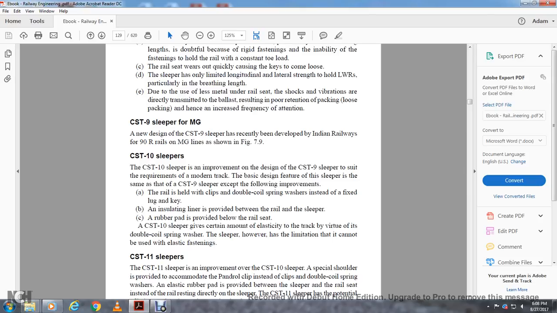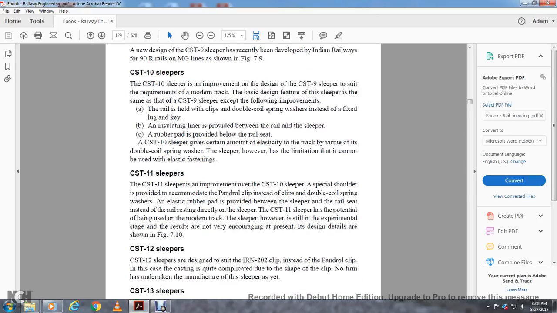The CTS sleeper gives a certain amount of elasticity to the track by virtue of the double coil spring washer, with the limitation that it cannot be used with elastic fastenings. CTS-11 sleeper. CTS-11 sleepers are an improvement over the CTS standard sleeper.